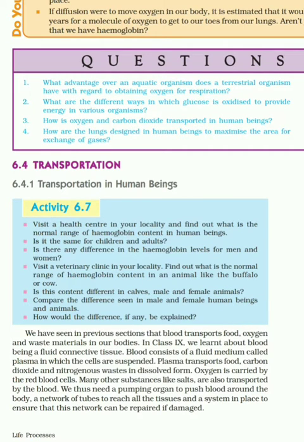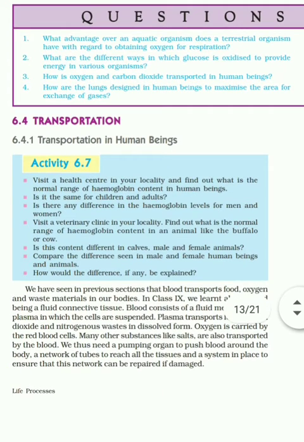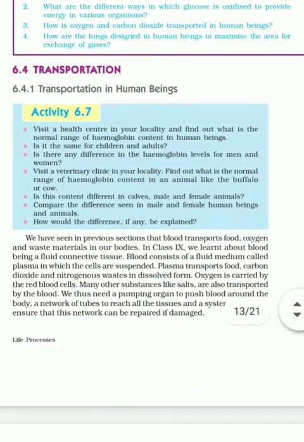Transportation in human beings, can you tell what is transported in human beings? There are so many things to be transported with our blood, and we know that blood helps us to transport food, oxygen and waste material inside our body. And we know that blood is a connective tissue. Connective tissue, why? Since it connects different parts of our body with one another.